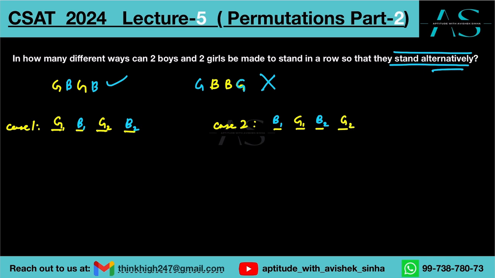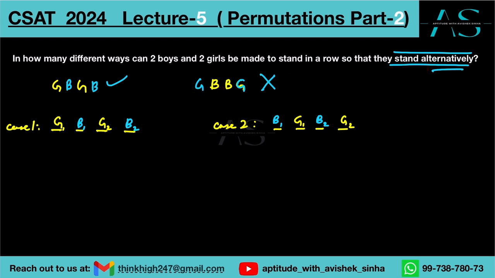Now what happens? These girls will only rearrange themselves among these 2 positions, that is the first and the third position. The boys will only rearrange themselves in the even positions in the first case. In the second case, the boys would rearrange themselves in the even places and the girls would rearrange themselves in the odd places. Why? Because that is how they would be standing alternately. Otherwise, they would be mixed here and this is not an alternate arrangement.